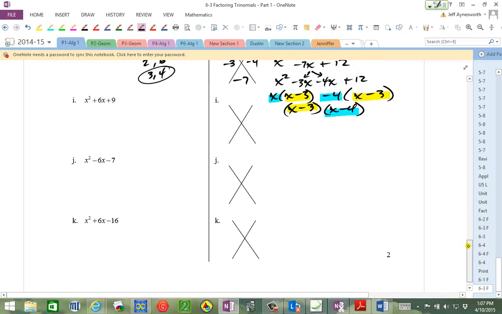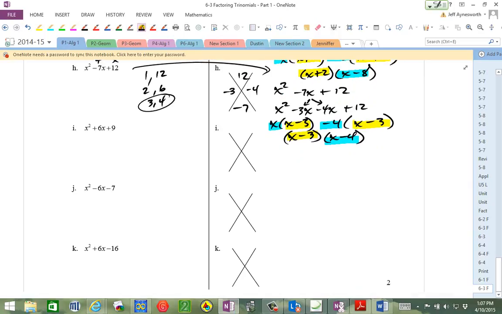Okay, now on the next one here, you've got to be thinking, what two numbers multiply to 9 and add to 6? So pause the video, write them down. What two numbers multiply to 9 and add to 6? All right, and hopefully you chose 3 and 3. So here I'm going to split the middle term. So we have x squared plus 3x plus 9.